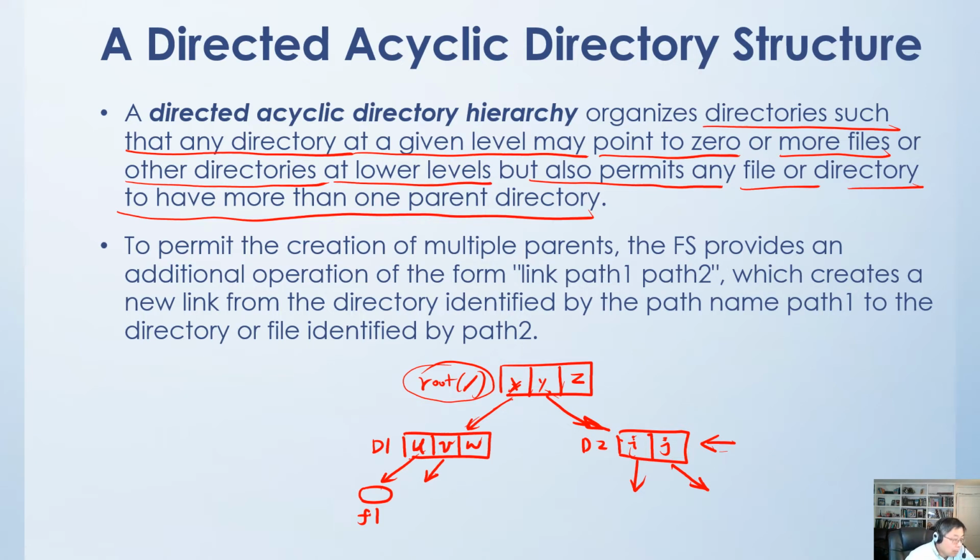Okay, so now to permit the creation of multiple parents, the operating system file system provides an additional operation of the form called link path1 path2. Okay, which creates a new link from the directory identified by the path name path1 to the directory or file identifier path2. So path1 is the existing one. Path2 is the one you want to create to point to the same file that path1 points to. Okay, let's take a look at the example.